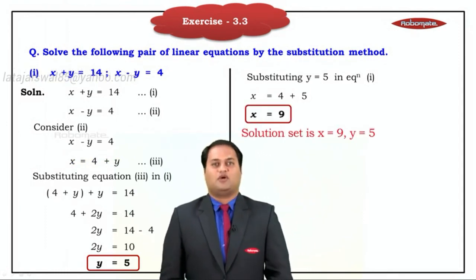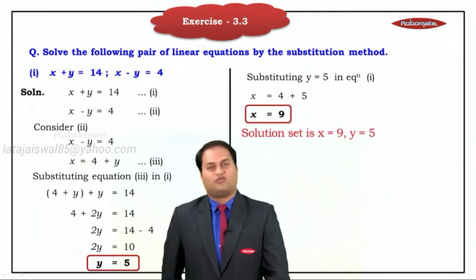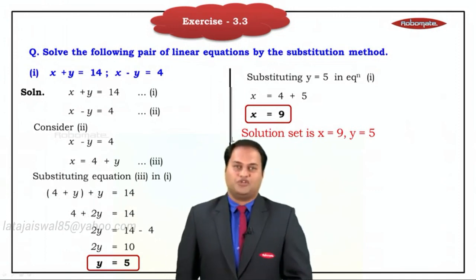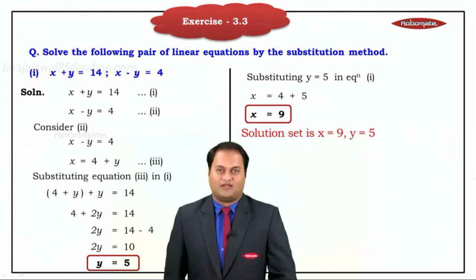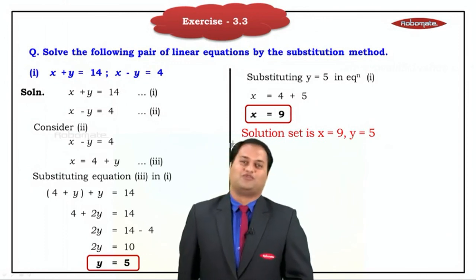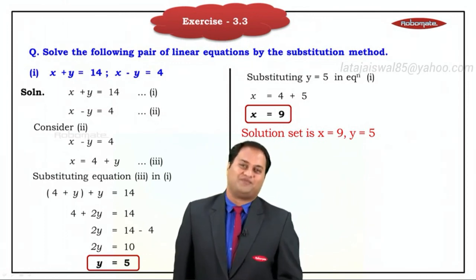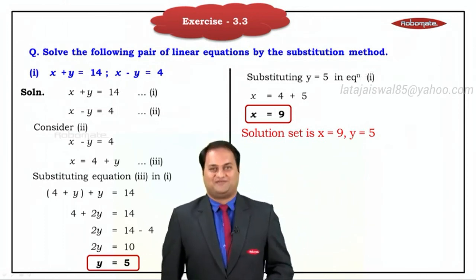We get x is equal to 9. We got x, we got y, write the final answer. Solution is x is equal to 9, comma y is equal to 5, and the sum is over. This is your substitution method. Clear?